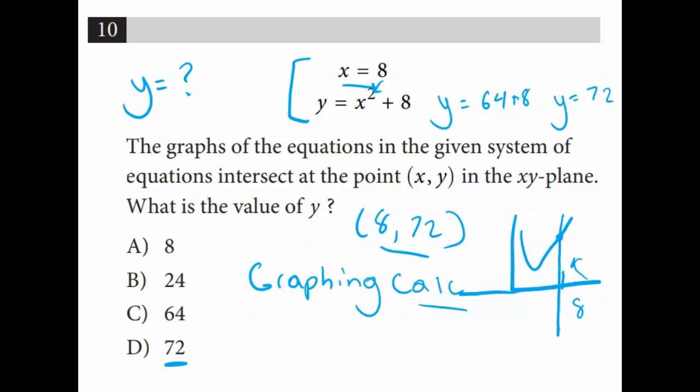So it's going to be at that x point. And so that's how I know to plug it into this equation for x squared. But that's multiple ways of solving number 10. But overall, the answer is D, 72 for number 10.